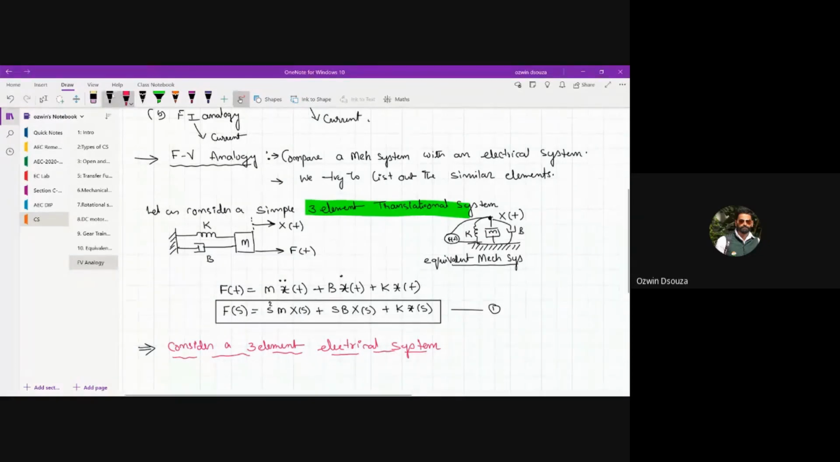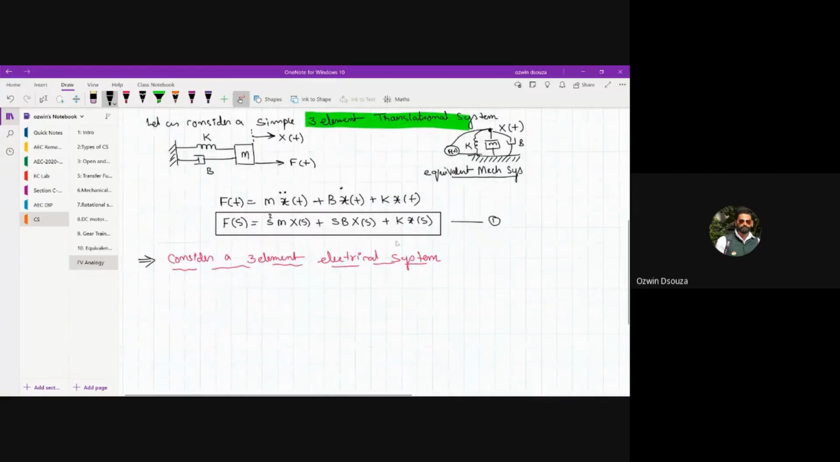Okay. Now, that means series RLC circuit. Series RLC circuit. Okay, so the forcing function is the voltage. Okay, and then you have a resistor, an inductor, and a capacitor.